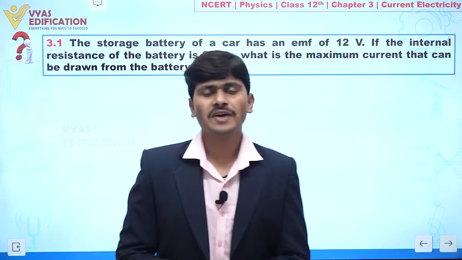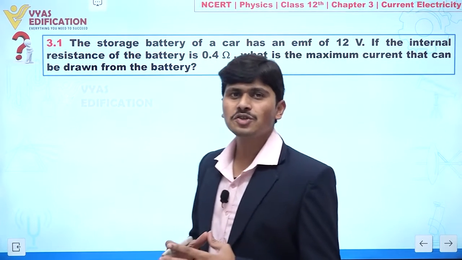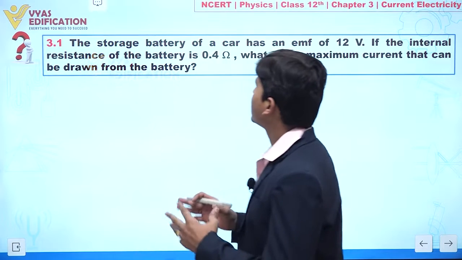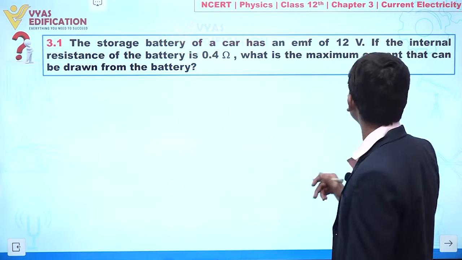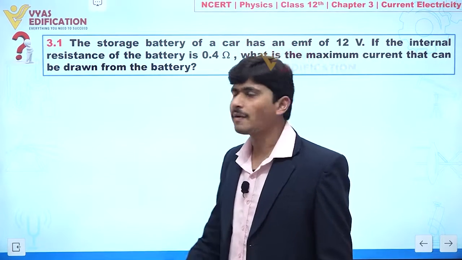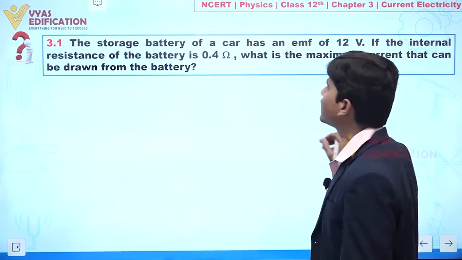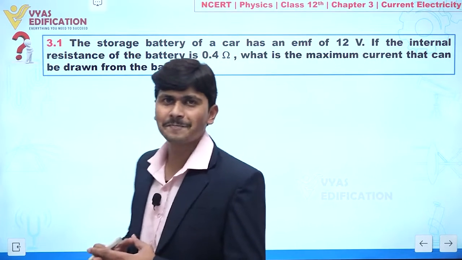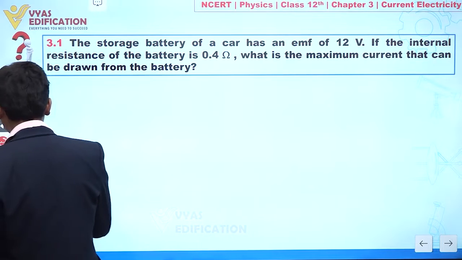So dear students, now we are going to discuss question number 3.1, and in this question it is given to you, the storage battery of a car has an EMF of 12 volt. If the internal resistance of the battery is 0.4 ohm, what is the maximum current that can be drawn from the battery? Clear? So first I am drawing a simple circuit diagram.